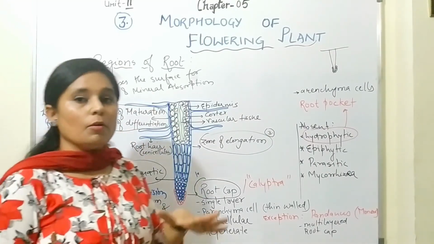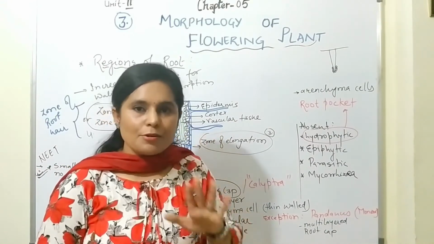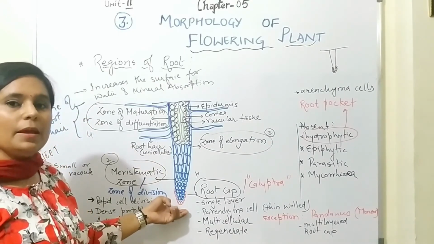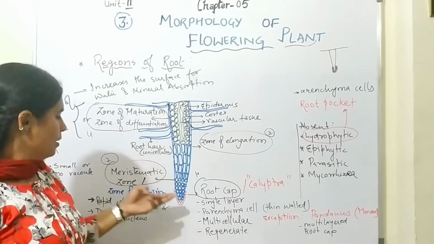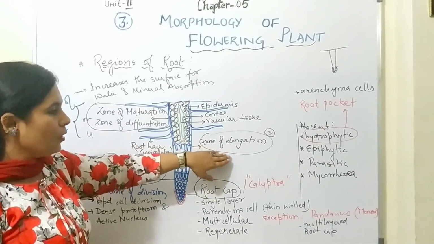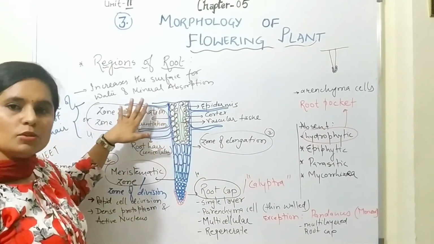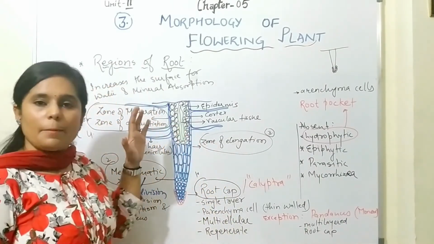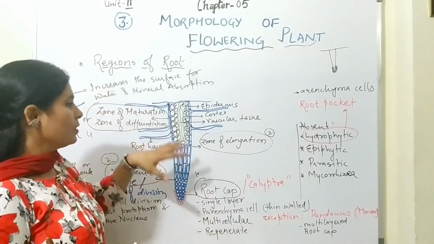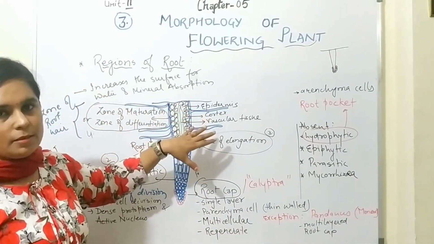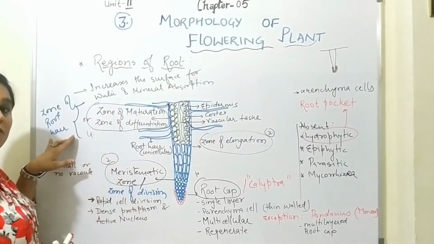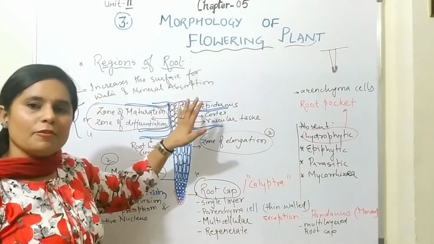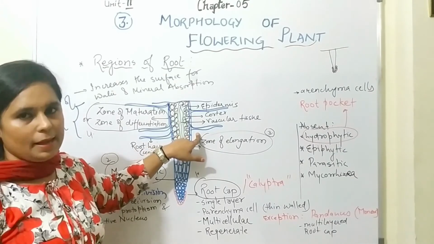But when we talk about the zones of hydrophytic plants, you have to remember the first layer will be the root pocket, then the meristematic zone, then the zone of elongation, and then the zone of maturation. Again, one very important difference is that hydrophytic primary roots will not have root hairs. Fine. So you cannot call it the zone of root hair in hydrophytic plants. Hydrophytic plants do not have these root hairs.